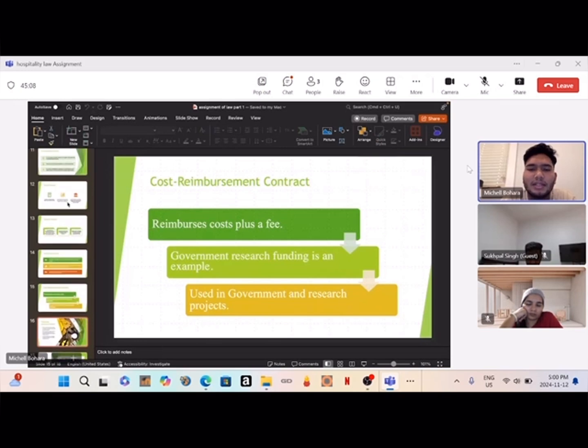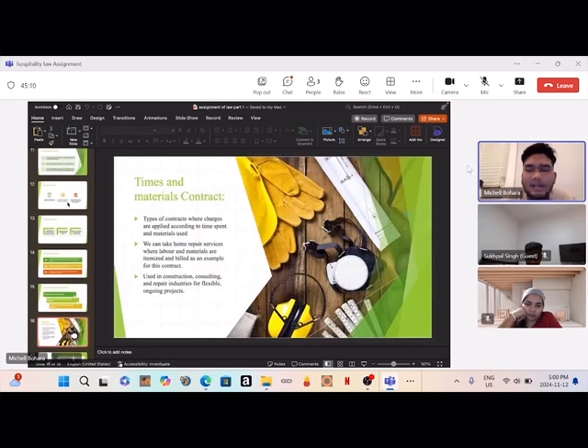Another one is the time and materials contract. Time and materials contracts are based on hours worked and materials used. Let's take an example of a plumber. If we hire a plumber, he would charge by his hours and any materials he used. So our final cost will depend on the time and materials he used. This is common in repair work, consulting, or projects where costs are uncertain.